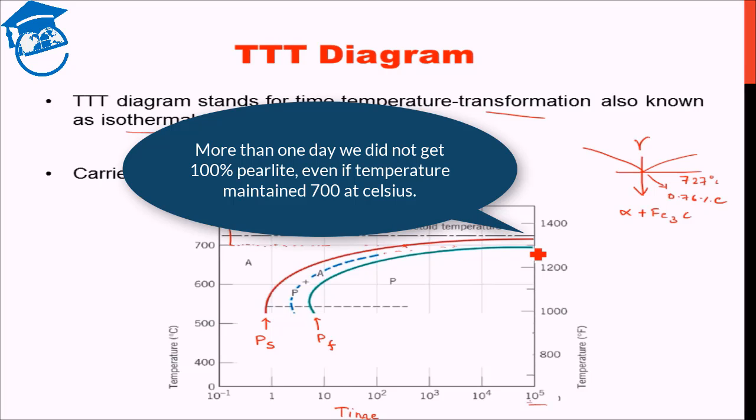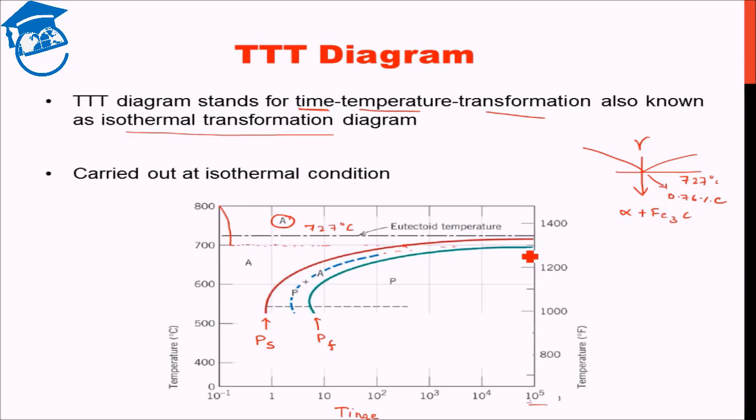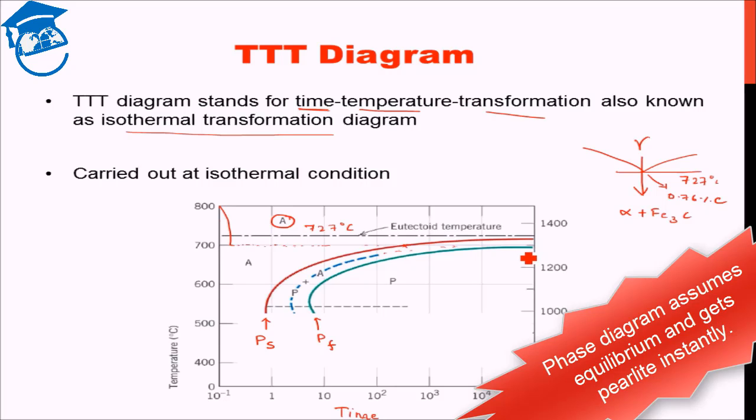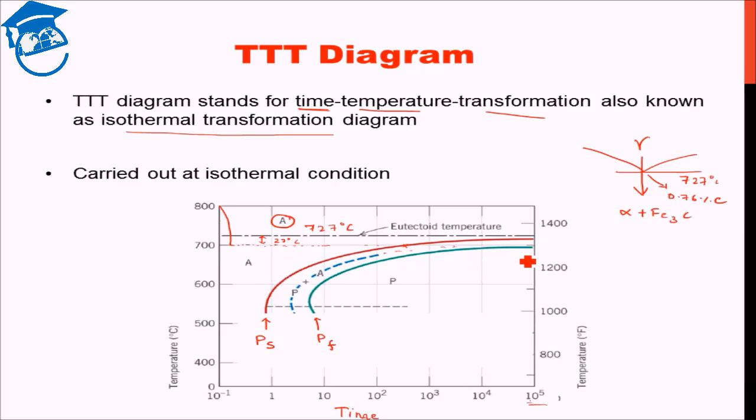Okay, so you see how different this is from what we saw in the phase diagram. The phase diagram just assumed equilibrium and instantaneously you had pearlite. But here at 700 degrees Celsius, which is actually an undercooling of 27 degrees Celsius, you do not get 100% pearlite even after one complete day.